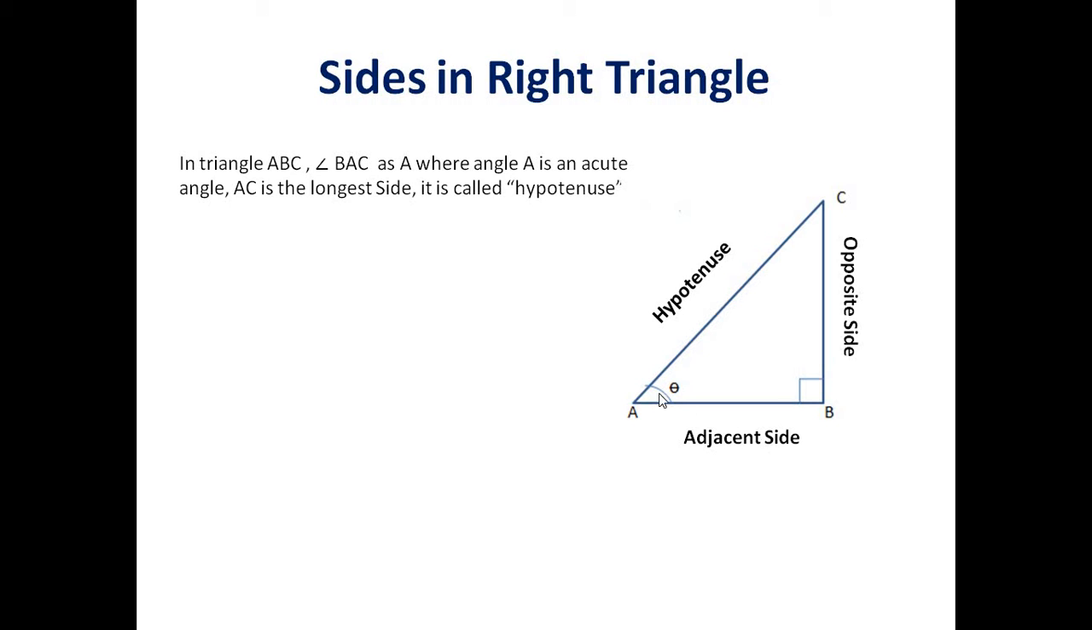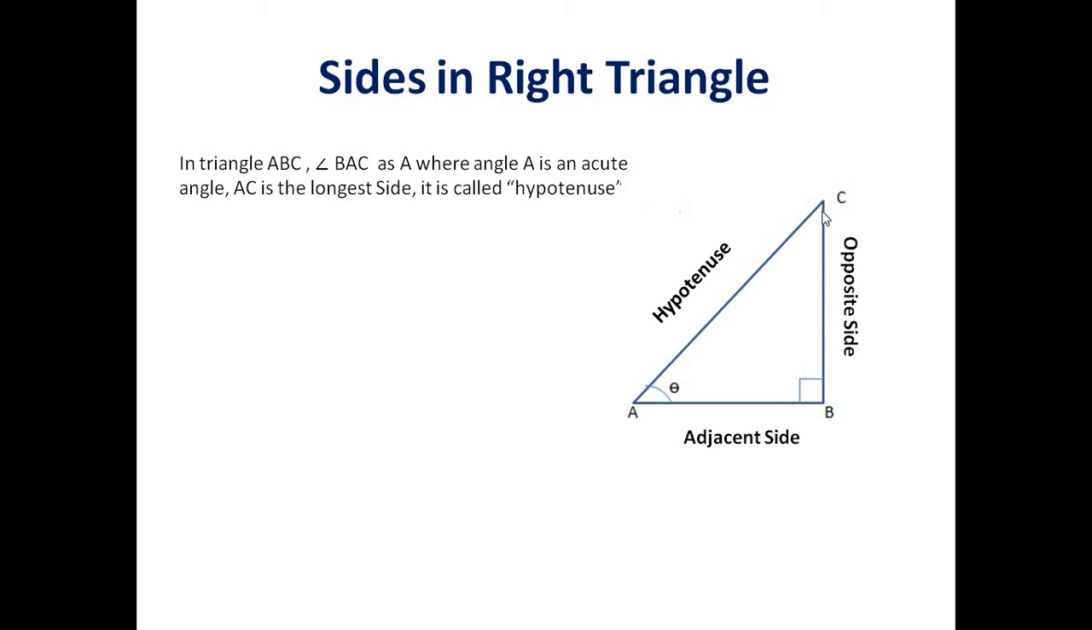Now understand it very carefully. When I consider this particular angle, the side opposite to this angle, BC, is the opposite side. And adjacent, which is near to this angle, AB is your adjacent side. So the longest side is called hypotenuse, and whatever angle we consider, an opposite side will be there and an adjacent side will be there.